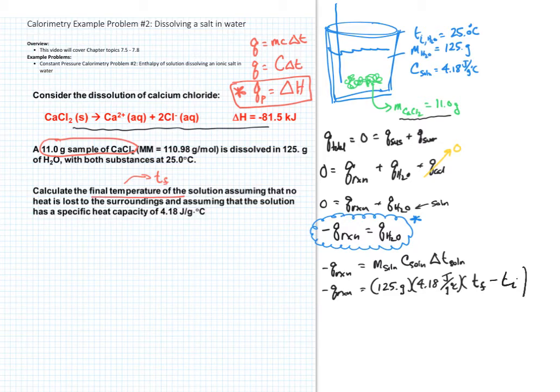Okay, and if we cross some units off here, we're going to notice that grams is going to cancel grams, and this is going to be in degrees C, so degrees C is going to get canceled. This is going to give us a Q reaction number. All right, so we got a couple more things we need to plug into this before we can actually try to solve this problem. Remember, we're trying to find the final temperature. This is what we're trying to find. So this is equal to 125 grams times 4.18 joules per gram degree C times TF minus 25 degrees C.